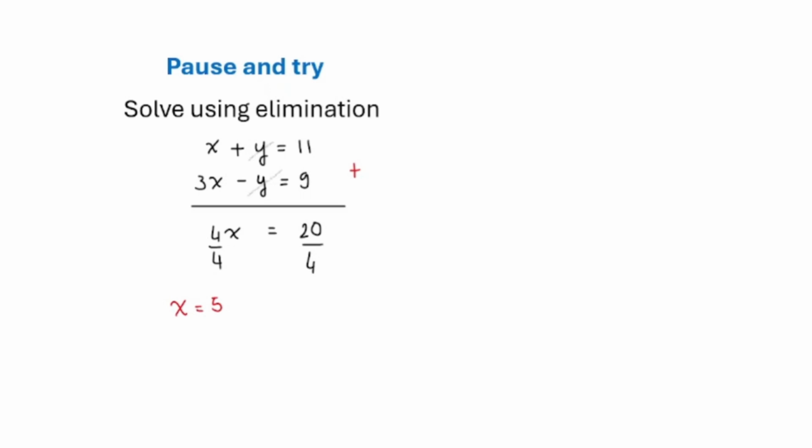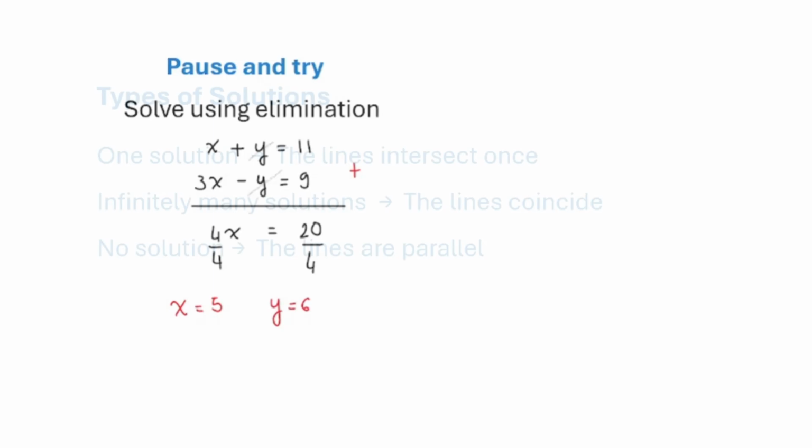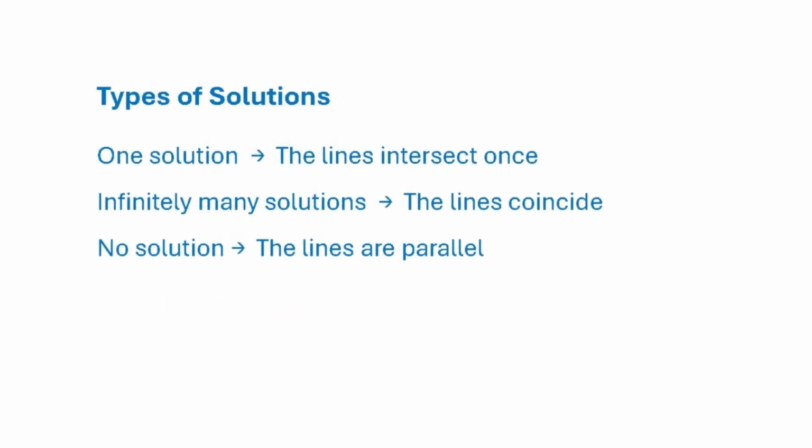To find y, we substitute x is equal to 5 into one of the equations. We use the first one, x plus y is equal to 11. Substitute x is equal to 5. 5 plus y is equal to 11. Move 5 to the right-hand side. Y is equal to 11 minus 5. So, y is equal to 6. The solution is x is equal to 5, y is equal to 6. You can now verify the solution by substituting the values of x and y into both equations to double-check that the result is correct. That is the elimination method.